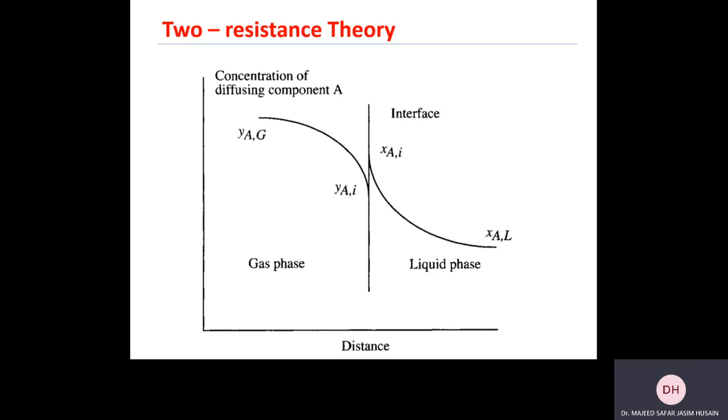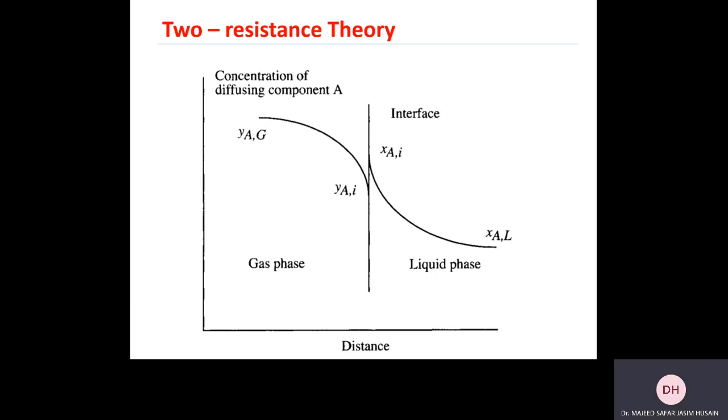Look at the concentration. The concentration of ammonia in the gas is called YAG. That's in the bulk of the gas phase. Then as it comes to the border or the interface, the concentration of ammonia becomes less and less. But it is non-linear, as you can see. So it is moving in a non-linear fashion from YAG to YAI. I means interface. That's the border.